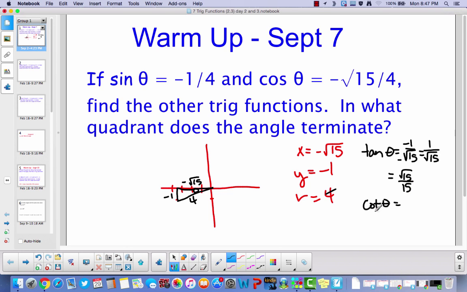Cotangent is the reciprocal of tangent. It's easiest if we go back here to this one, because then we don't have to re-rationalize. This is x, so negative square root of 15, over y, which is negative 1. Again, our negatives cancel, and so we're left with the square root of 15.